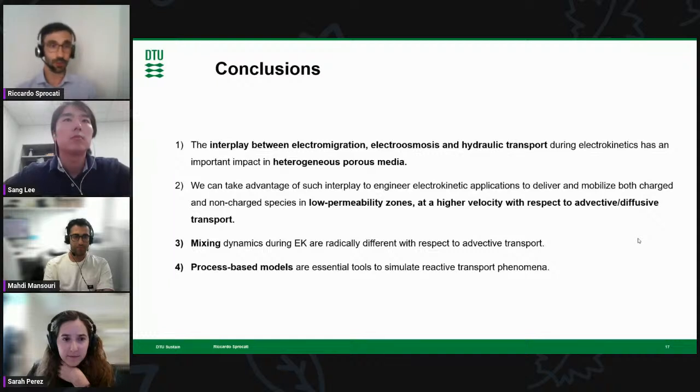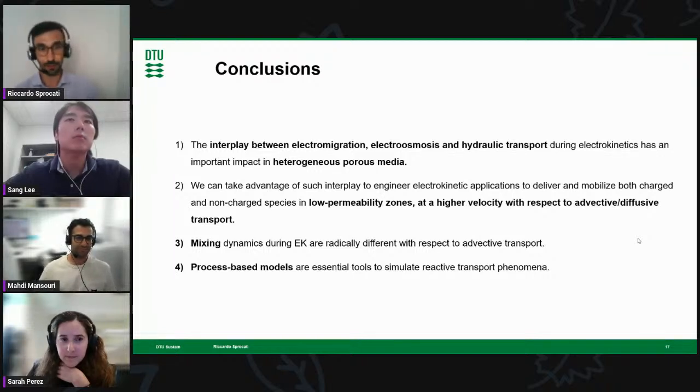But not only is the transport different, the mixing dynamics are also different, because with electromigration, you move cations in one direction and anions in the other direction. And then if you have non-charged species, they can remain immobile and you have, for instance, the cations going through them. So the mixing with electrokinetics is much higher with respect to advection and dispersion alone. And we quantified in a paper that it is an order of magnitude higher.